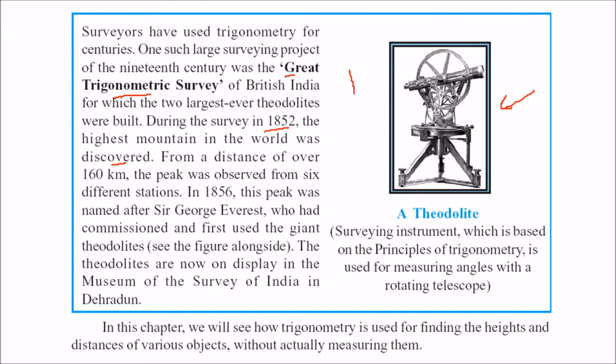From a distance of 160 kilometers, from six different locations, the peak was observed. In 1856, the peak was named after Sir George Everest, who had commissioned and first used these giant theodolites. These theodolites are now on display in the Museum of Survey of India, SOI, in Dehradun.